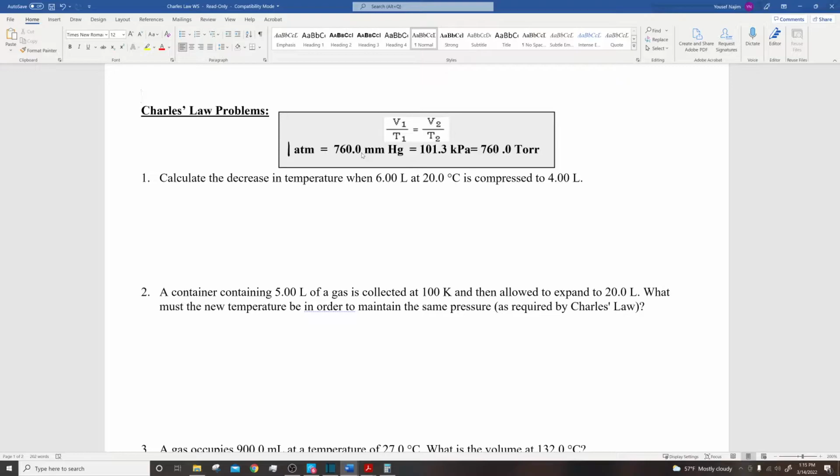So here's our initial information. 6 liters, that's going to be our V1. 20 C, that's going to be our T1. And we're compressing it to 4 liters, that's going to be our V2. So let's go ahead and put it all on the side.